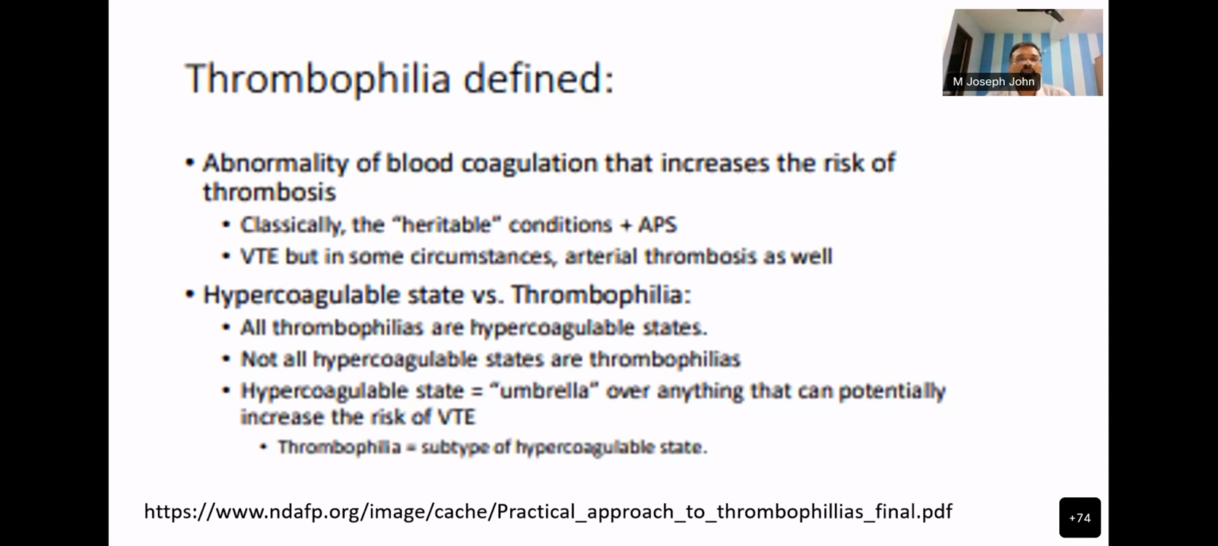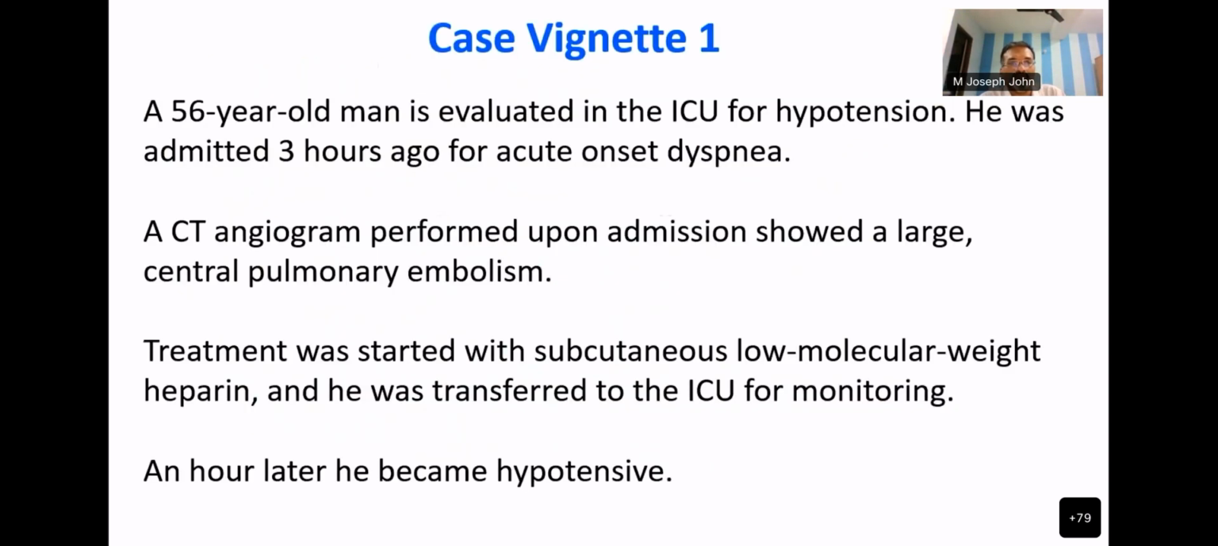So in terms of the thrombophilia definition, I've taken a few slides from the ASH approach to thrombophilias. All thrombophilias are hypercoagulable states, but all hypercoagulable states may not have thrombophilia. Essentially, we use the word thrombophilia when there is a heritable condition, not otherwise. We understand Virchow's triad of stasis, injury, and a hypercoagulable state.